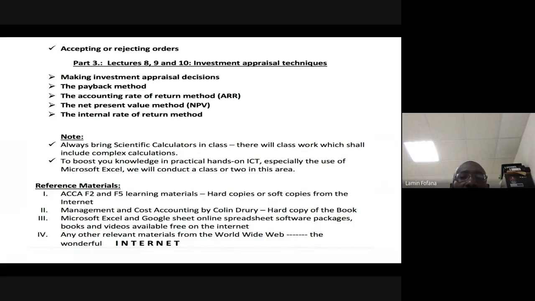So just quickly, make sure you bring your scientific calculators. If you have your spreadsheet on your laptop, it may not be necessary, but when you are practicing, you need your scientific calculator, because in exams, we're not going to use spreadsheets. So when you're practicing, you have to use your scientific calculator, because especially in NPV analysis, we will use some calculations that are scientific in nature. Then, of course, we're going to have some practical knowledge on ICT and so on.